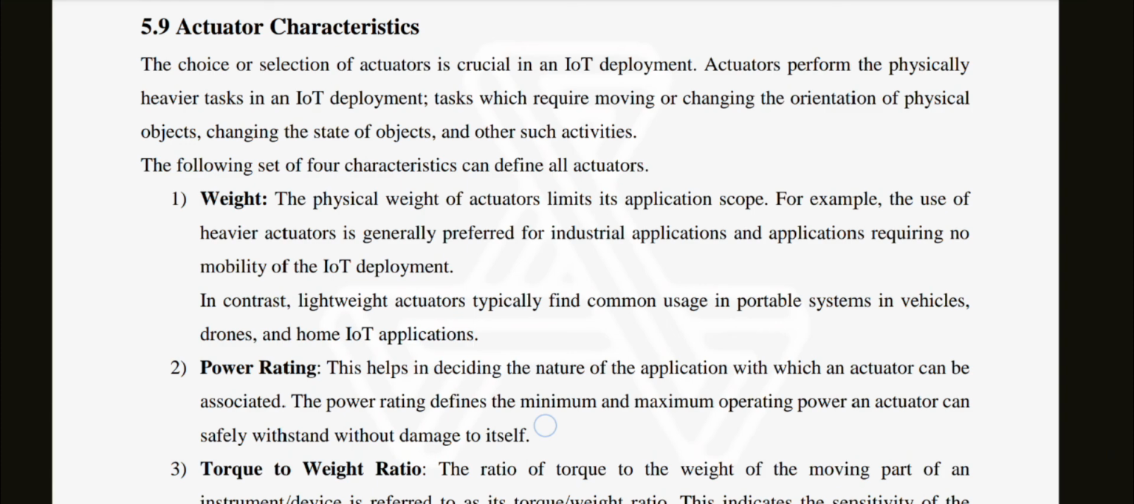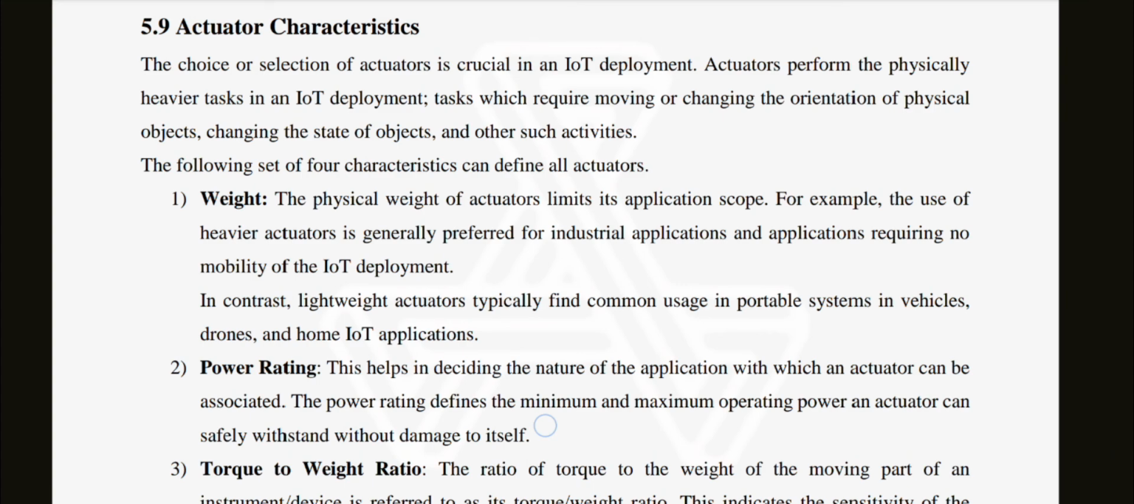Weight. The physical weight of actuators limits its application scope. For example, heavier actuators are generally preferred for industrial applications and applications requiring no mobility. For IoT deployment, in contrast, lightweight actuators typically find common usage in portable systems and vehicles, drones, and home IoT applications.